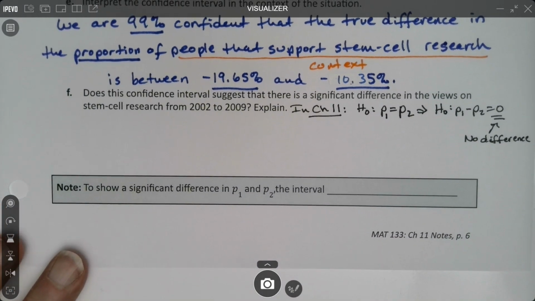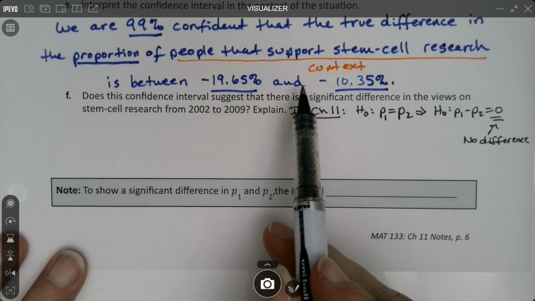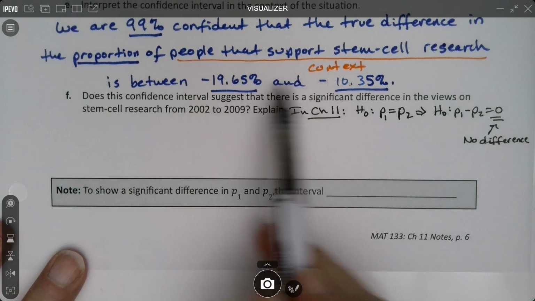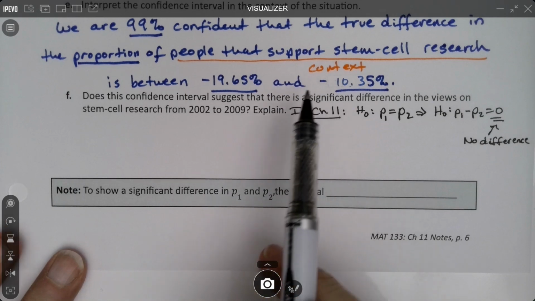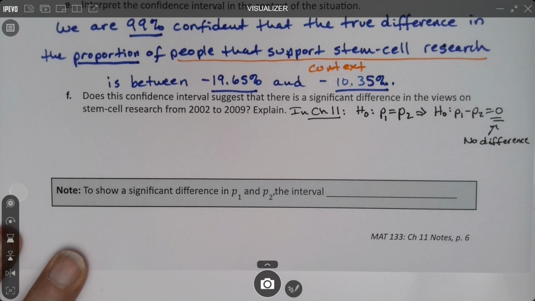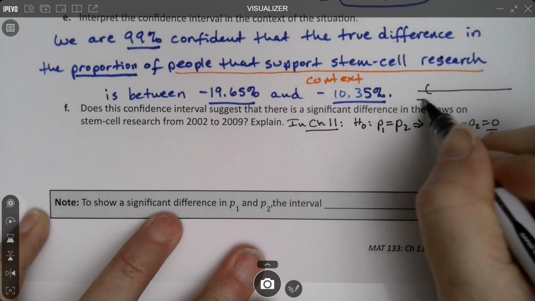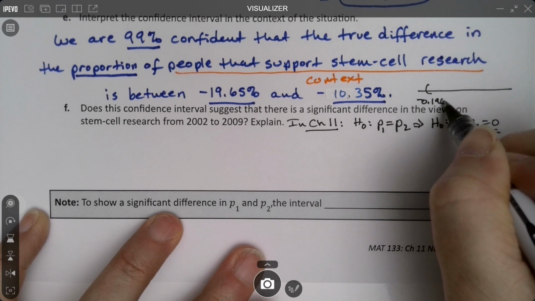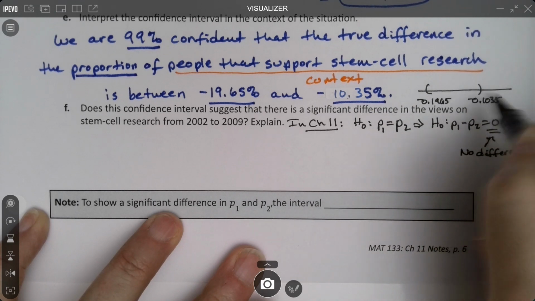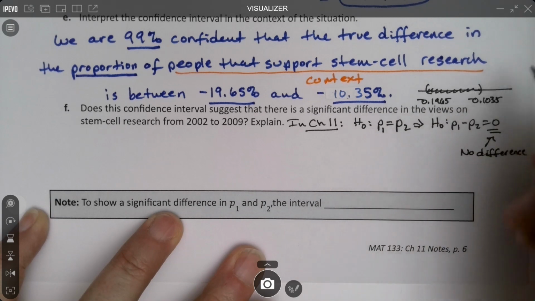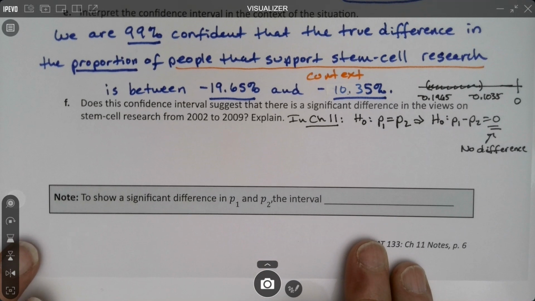Okay, so you have to ask yourself, is 0 in my interval? Right? Because if 0 is in my interval between these numbers, then there's not a significant difference. And if 0 is not in the interval, then there is a significant difference. So if you look at these numbers, negative 0.1965 is here, negative 0.1035 is here. My interval is anywhere between those numbers. 0 is over here. So 0 is not in the interval.